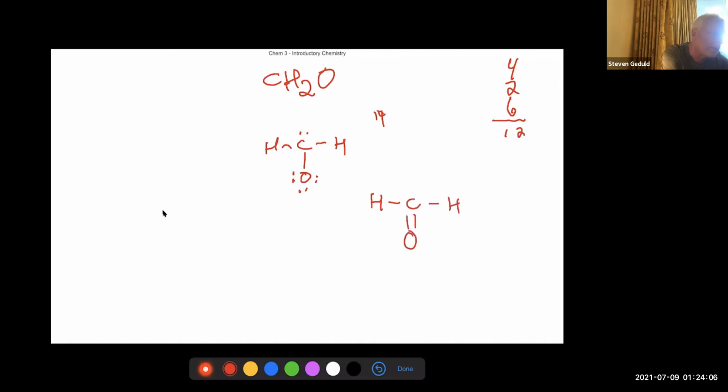Double bond oxygen. Now make carbon have 8 electrons around it. Oxygen is 2, 4, 6, 8. All right. How many electrons now? 2, 4, 6, 8, 10, 12. 12 equals 12. That's it. That's the Lewis structure for formaldehyde.